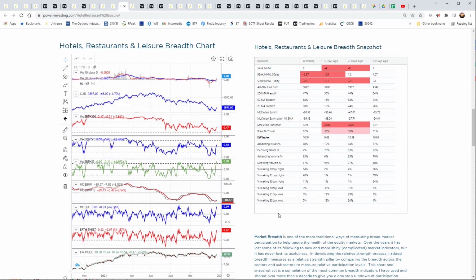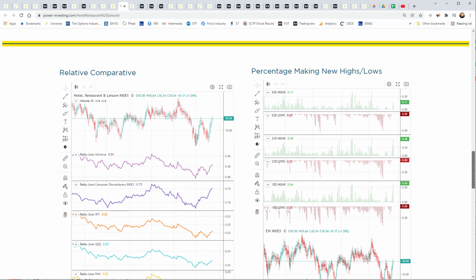From a breadth standpoint, we definitely saw some, can't really call them divergences since the price didn't make a lower low, but we definitely saw much higher lows across the short-term measures, and then we're seeing our summation index start to cross now. And this is just for the hotel, restaurants, and leisure. One of the things we offer here that most places don't is breadth on a sector and subsector level.